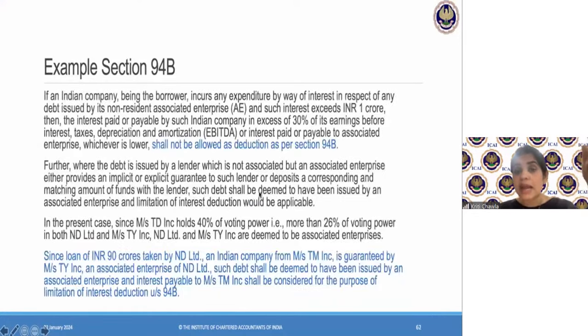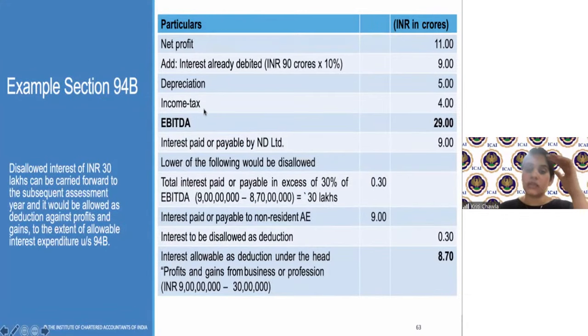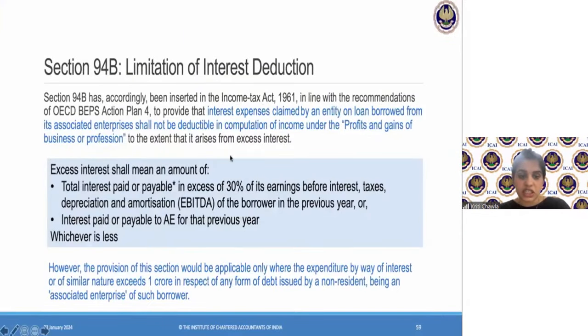So what you do is you add interest, depreciation, and income tax. Interest is 90 crores into 10%, 9 crores. Depreciation is 5 crore, and income tax is 4 crore. So that basically means that earnings before interest, tax, depreciation, and amortization is 29 crore. This was basically the earning. Now, what is the amount of interest deduction? Well, the law says that the amount of interest deduction is total interest in excess of 30% of EBITDA.